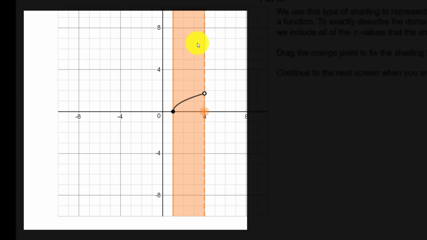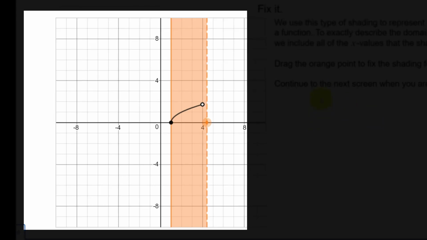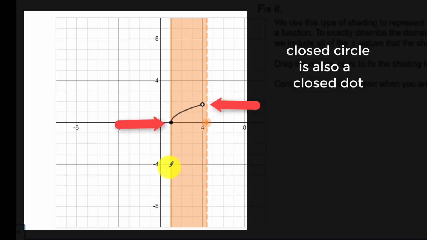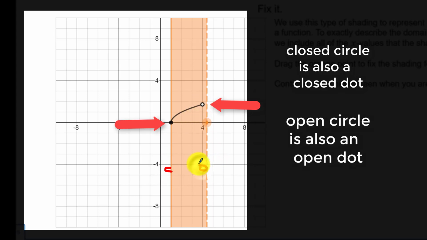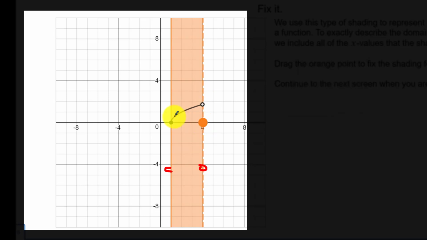We use this type of shading to represent the domain of a function. All we need to do to find the domain is to cover the graph from the left endpoint all the way to the right endpoint. Now before we cover our graph, note that my left endpoint is a closed circle and my right endpoint is an open circle. So let's cover our graph by moving our slider. So the domain of this function is the portion of the x-axis that is shaded. It means that from here all the way here.